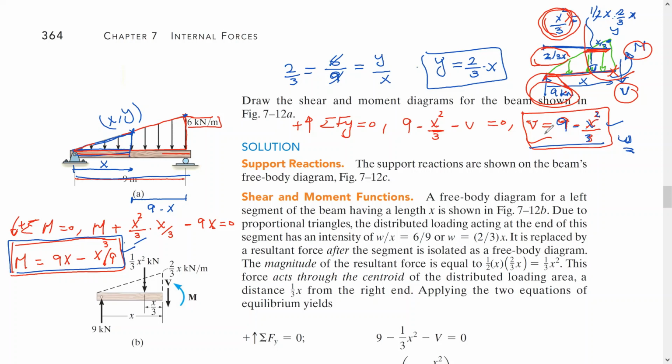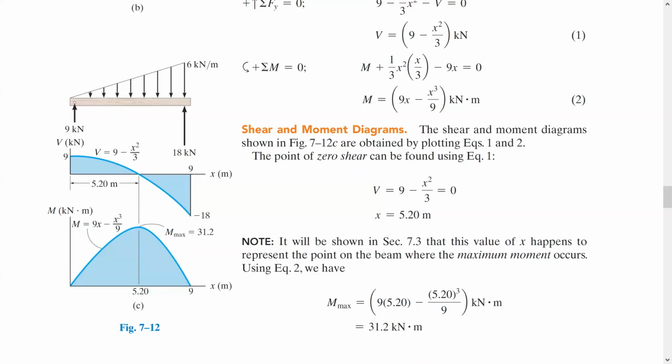Let's go and draw right now the shear and bending moment diagram. Let's see how is that. Okay, so here is the beam. This is 9. This is 18. This is the equation for the shear, it's one equation, and this is the equation for the moment. Okay. So here 9 minus 0 dividing by 3, 9.